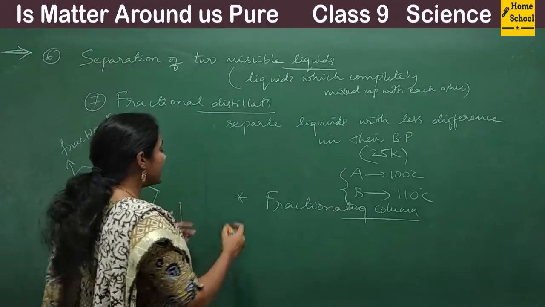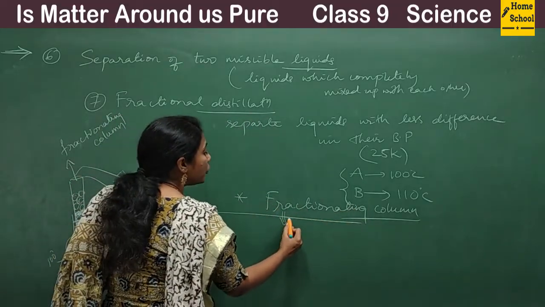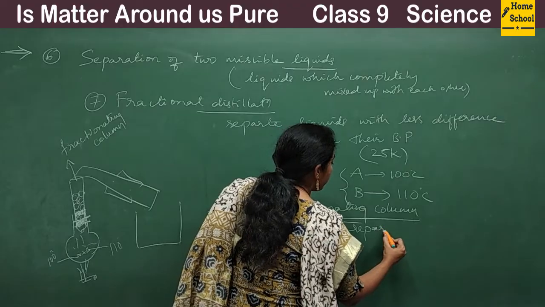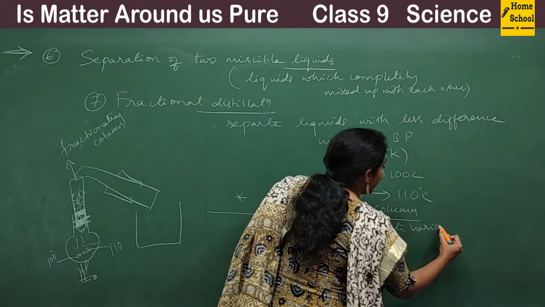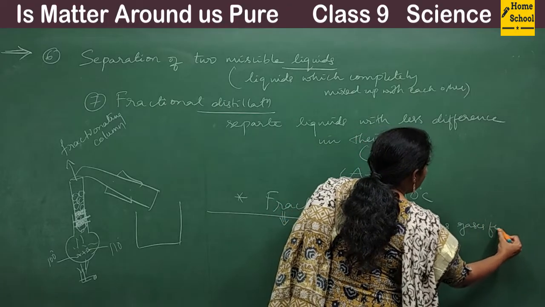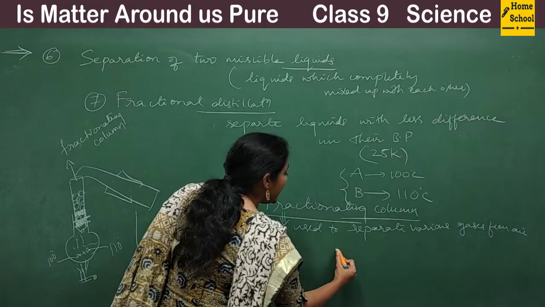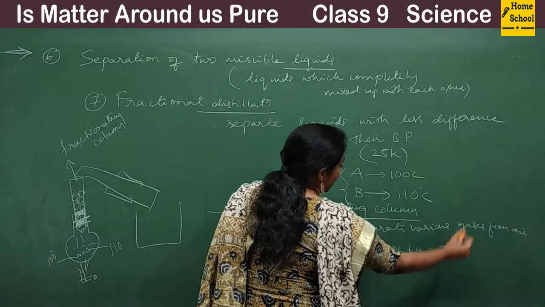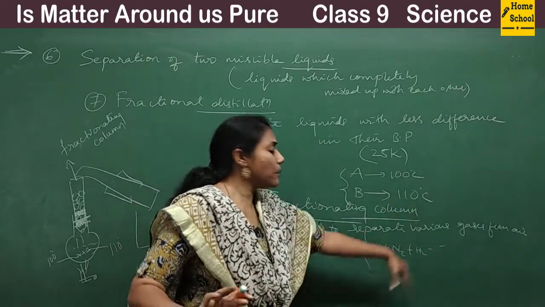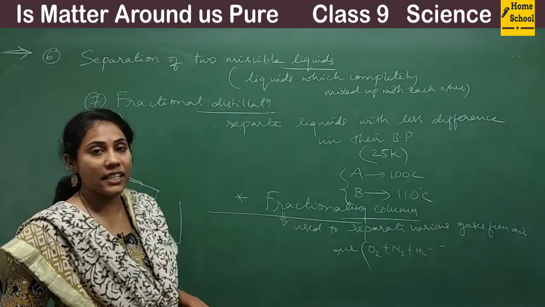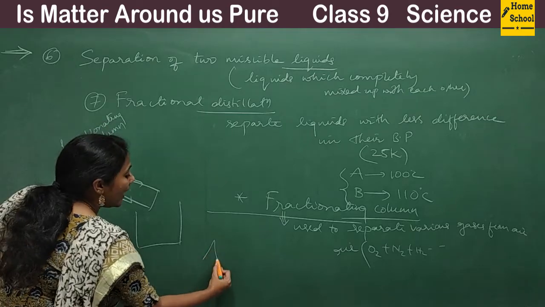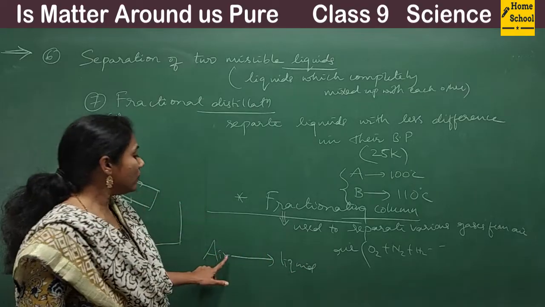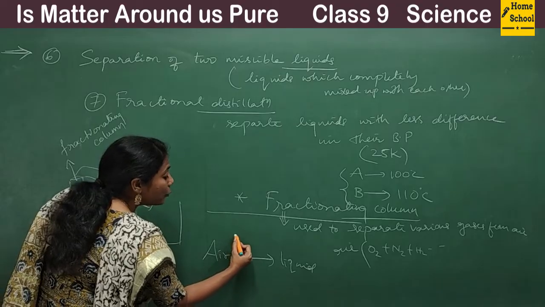Actually, this particular fractional distillation can be used to separate various gases from air, right? For example, the moment I say air, it is a mixture of oxygen gas, nitrogen gas, hydrogen gas, etc. I want to separate oxygen gas from all of them. So I can always go for fractional distillation. The first step I will do is take air and convert this air into liquid. How do we convert air into liquid? By cooling.